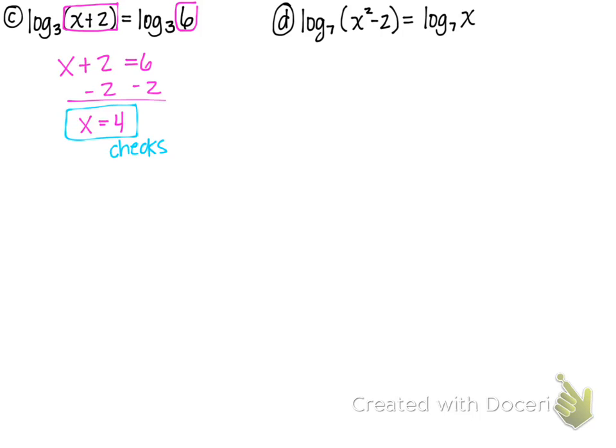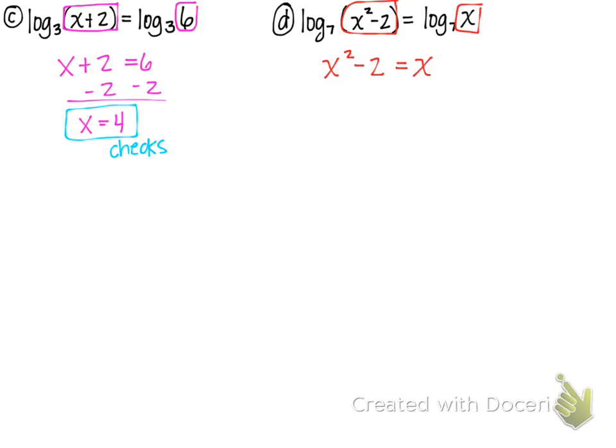Similarly, let's look at D. We have log base 7 of something equal to another log base 7. We got singular logs equaling each other with the same base. So, like I said, we're going to take the inside and set it equal to the inside. So let's see here. We have x squared minus 2 is equal to x.